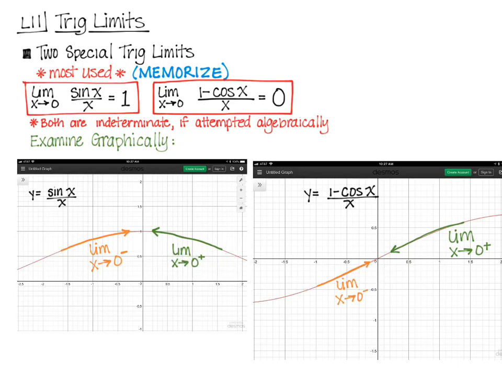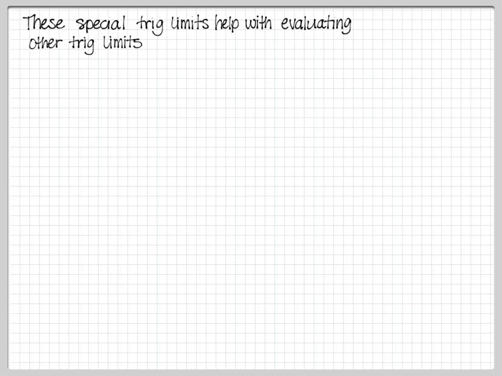We need them to help us with other trig limits, and later on in the course we'll be able to find those algebraically, but we need a few other skills before we can do it. So right now we just have the visual confirmation. We know that the left and the right limits equal the same thing, and therefore the limit exists. The limit for the one with sine in it was 1, and the limit for the one with cosine is 0.